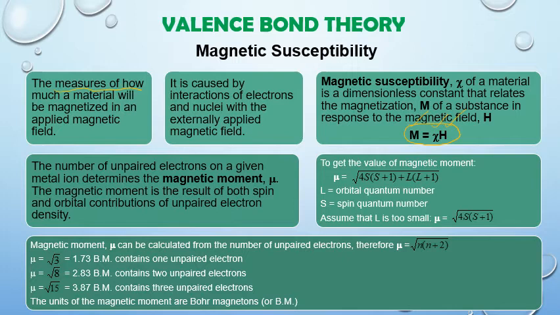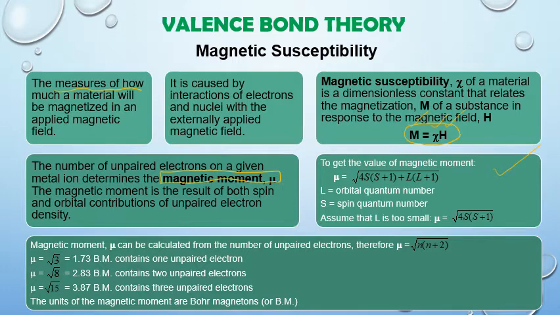Another thing is magnetic moment. The number of unpaired electrons on a given metal ion or metal atom can be used to determine the magnetic moment. It means that the magnetic moment is the result of both spin and orbital contributions of unpaired electron density. Here you can see the formula for how to get the value of the magnetic moment.